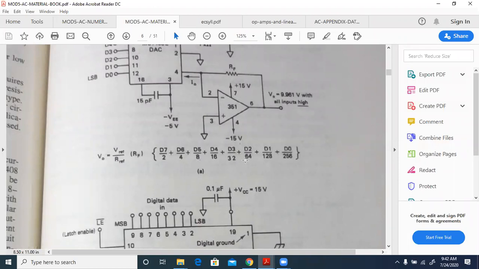You can just substitute. Otherwise, the step size will be V reference by R reference into R reference divided by 2 to the power of 8. 2 to the power of n is 8 here, okay, that is 2 to the power of 8 is 256. So you divide by 256, then you will get the value of the step size. That step size you multiply with the binary value converted into decimal, that is 169, you will get the value of the output voltage.